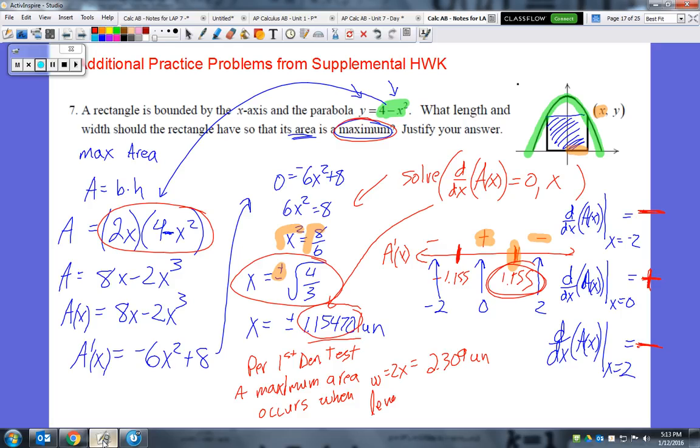The length is going to be the 4 minus x part. And putting that in the calculator, it should yield an answer of 2.667 units. And then we're going to say because A prime of x changes signs from positive to negative.